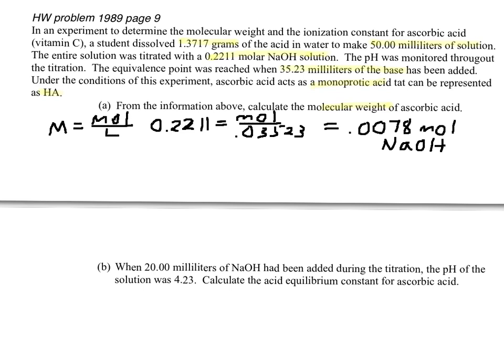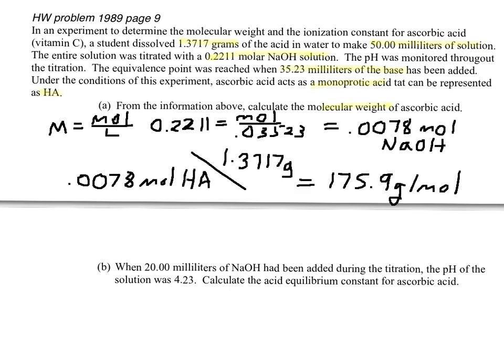So here's our moles of NaOH. And like we said, since this is a monoprotic acid, that means it's a 1-to-1 ratio with the acid, so it's also moles of the acid. And we have mass of the acid, so we can take grams divided by moles, and we get our molar mass.